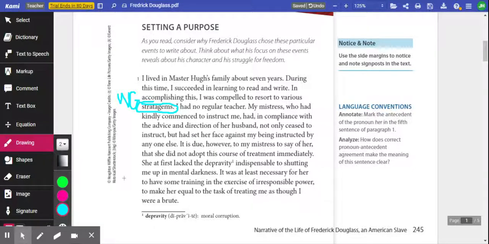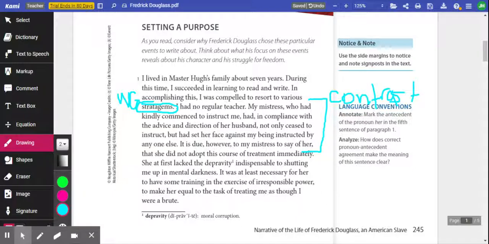"I had no regular teacher. My mistress, who had kindly commenced to instruct me, had, in compliance with the advice and direction of her husband, not only ceased to instruct, but had set her face against my being instructed by anyone else." All right, so this section is a long sentence, but it gives us a contrast. So we can write contrast next to it, because it says that she began, when he first came to live with them, to teach him how to read and write. But then her husband got involved, and she stopped instructing him and was super opposed to him learning in general.